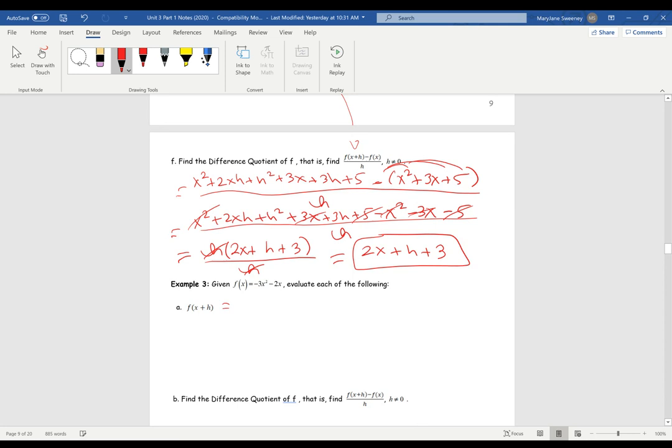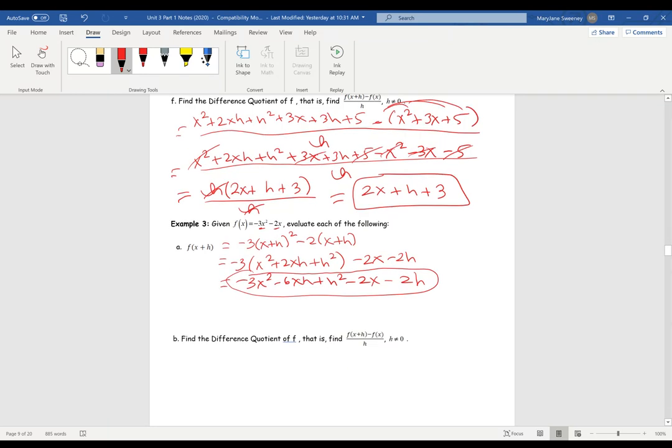Okay, so the next one, f of x plus h, this would be negative 3 times x plus h squared minus 2 times x plus h. You're putting x plus h in for x. So this is negative 3 times x squared plus 2xh plus h squared minus 2x minus 2h. Distribute your -3. Okay, and no like terms to combine, so that's it.